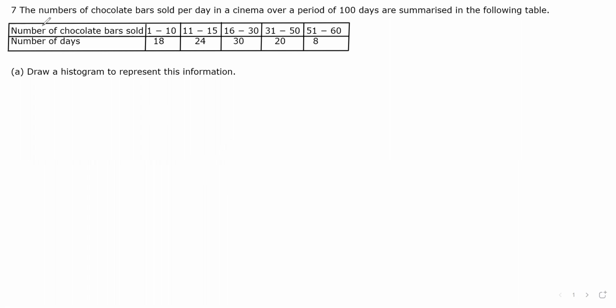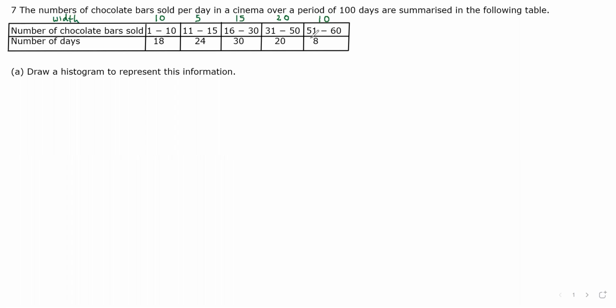To draw the histogram, first of all, we need to look at the class width of each class. The first class has a width of 10. The second class has a width of 5. The third class has a width of 15. The fourth class has a width of 20. And the fifth class has a width of 10. We see that the widths are not equal for each class.